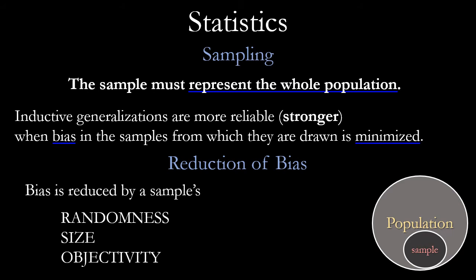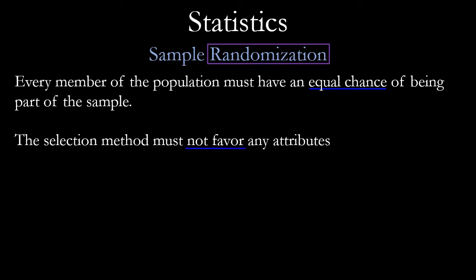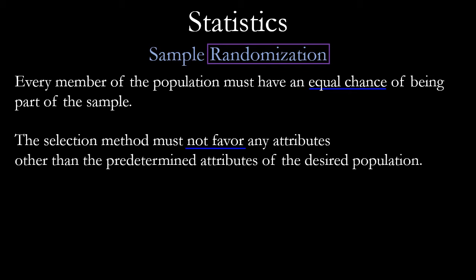Objectivity generally relates to the idea that the way that you are collecting your data is not marred by any kind of psychological bias, for example. So randomization, right? Every member of the population must have an equal chance of being part of the sample. Right? This is what randomization means. There's an equal probability. The likelihood of any given member of a population being part of the sample is equal. So in other words, the selection method must not favor any particular attributes other than the predetermined attributes of your desired population.